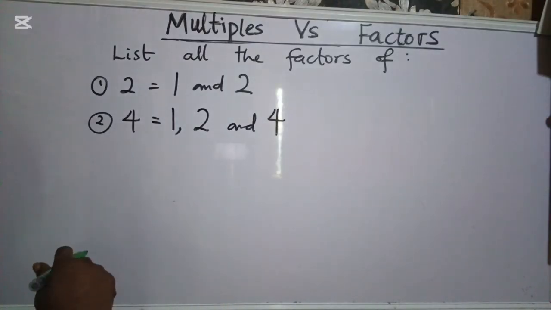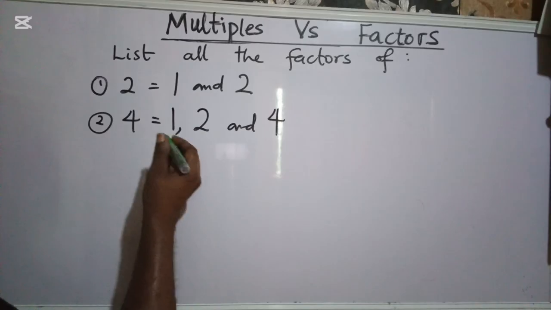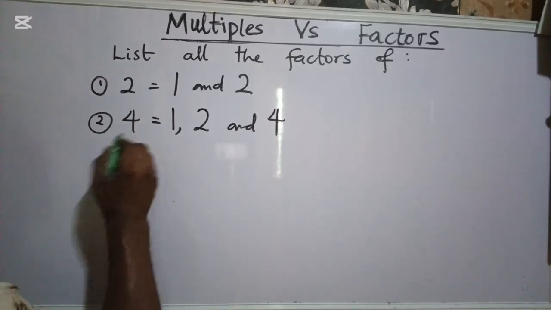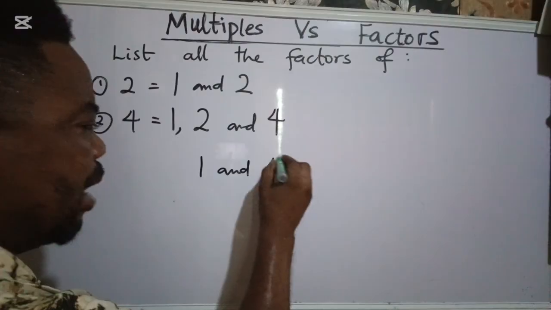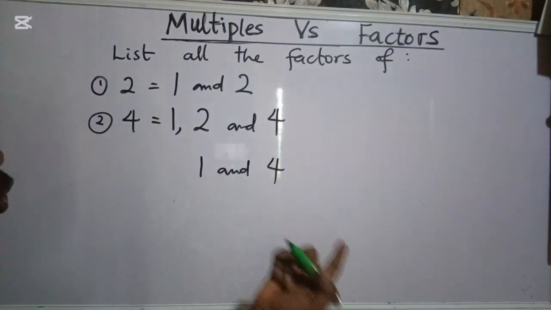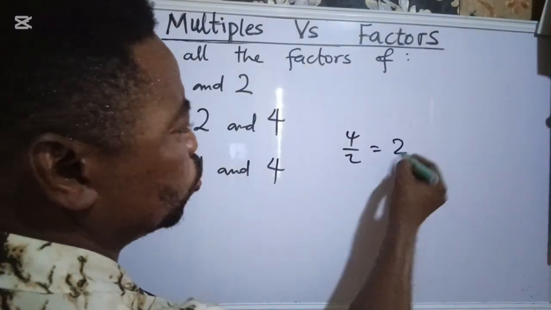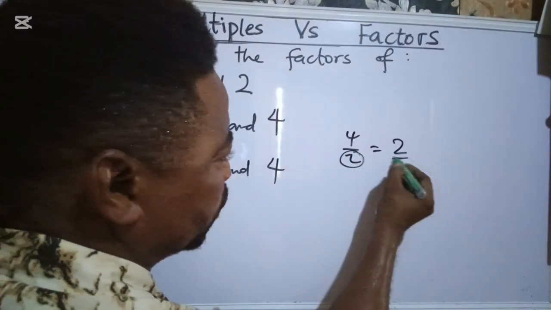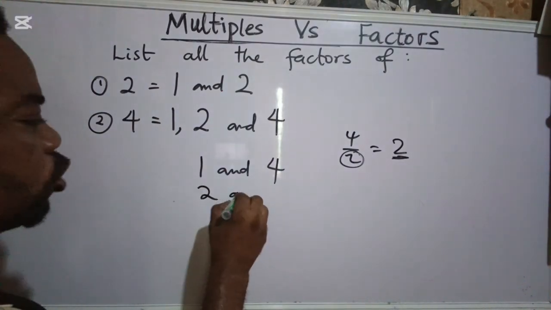Let's look at the next one. Okay, before we look at the next one, let me explain myself here. When we say list the factors of 4, the first one is 1 and 4. For the second one, you ask, the next number after 1 is 2. Can 2 divide 4? Yes. 2 will divide 4 how many times? 2. Since the divisor is equal to this one, then you stop. That is the end. So we just say it is 2 and 2.